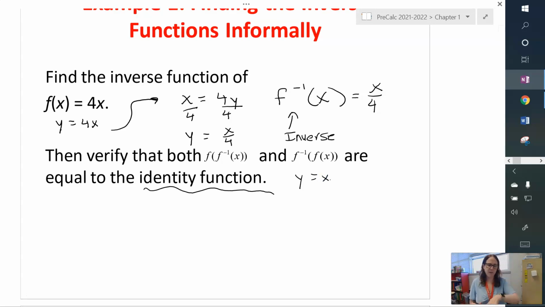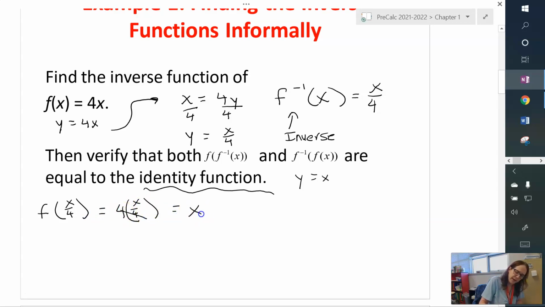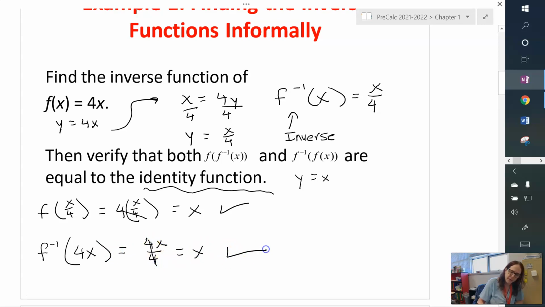So when I plug in, if I get just an x, then those are inverses. First, let's plug the inverse into f of x. So I'm going to have f of x over 4, equals 4, and then where there was an x, I put x over 4. My 4's cancel, and I get x. So that worked. Now let's go the other way. Let's plug the original function into the inverse. The original function is 4x, so where there was an x, I put a 4x into my inverse function. Those 4's cancel, and I get an x. So I have confirmed that those are inverses of each other.